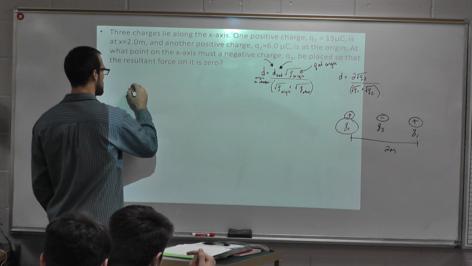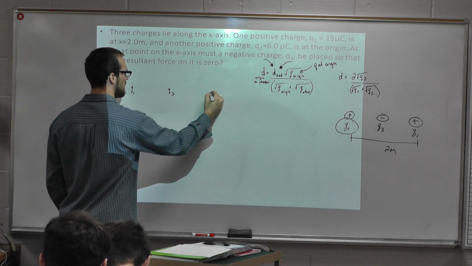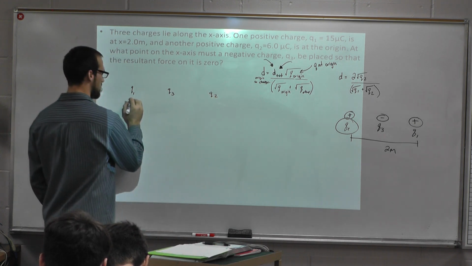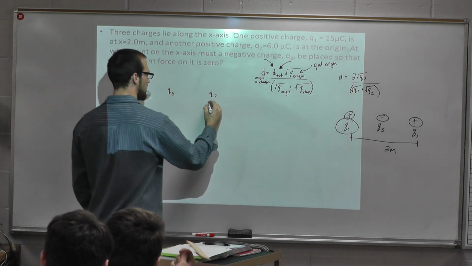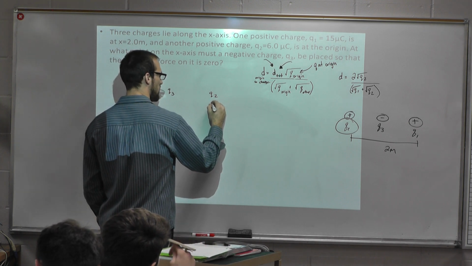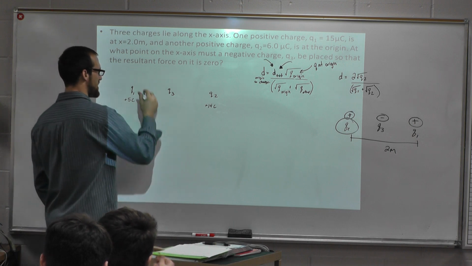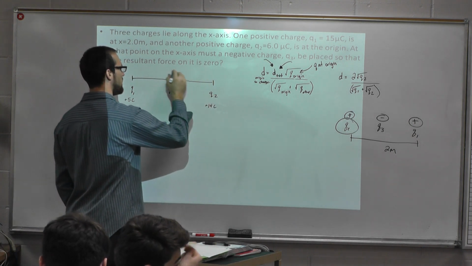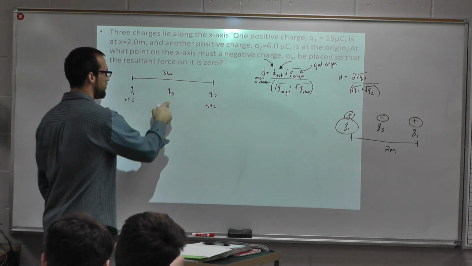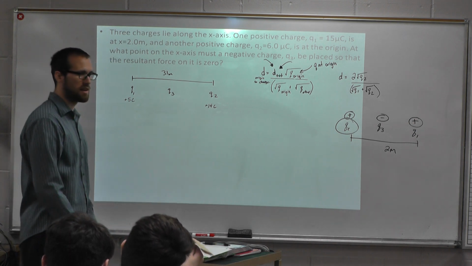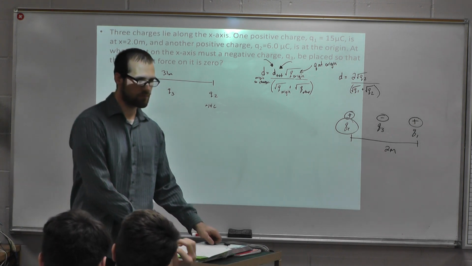So let's say Q1, Q3, Q2. This has a 5 coulomb charge. This has a 14 coulomb charge. The distance from here to here is 31 meters. Solve for where this needs to go to make them in equilibrium. Oh, we're doing this. How am I calculating that?